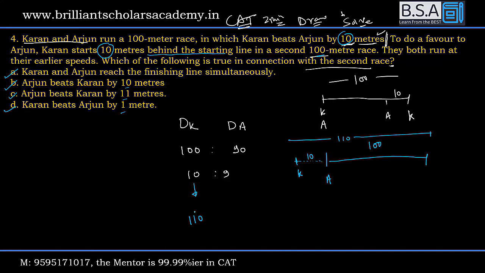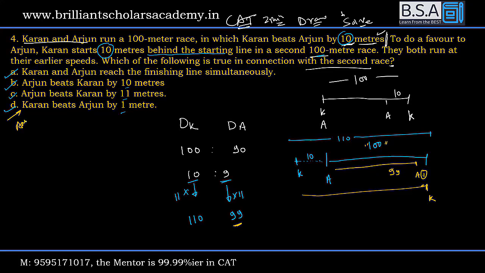To make it 110, I need to multiply by 11. And this ratio will not change because it is the ratio of their speeds and distances. So you multiply 11 here also. What that implies is Karan has completed his race. Arjun had a race of 100 meters, or a track of 100 meters. How much could Arjun finish? Arjun could finish 99 meters. So Arjun loses by 1 meter or Karan wins by 1 meter.